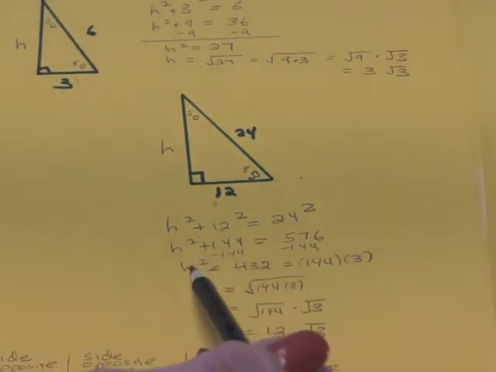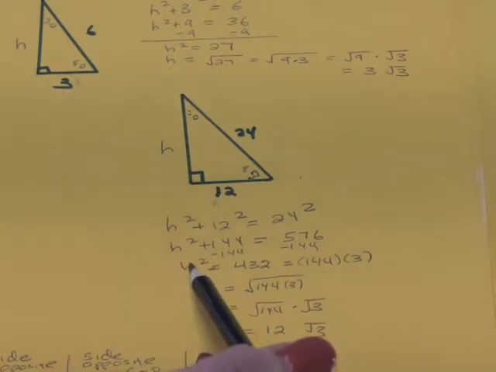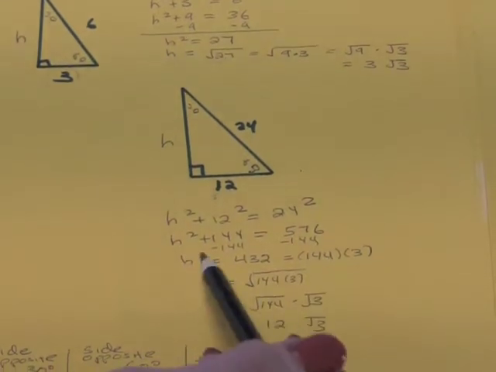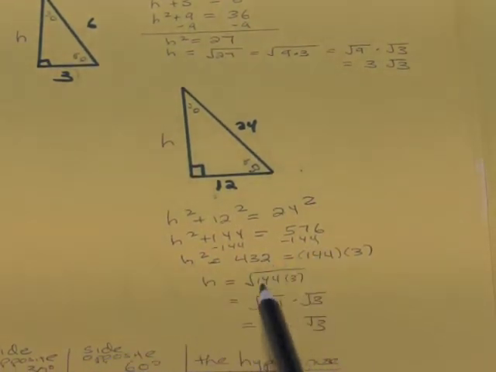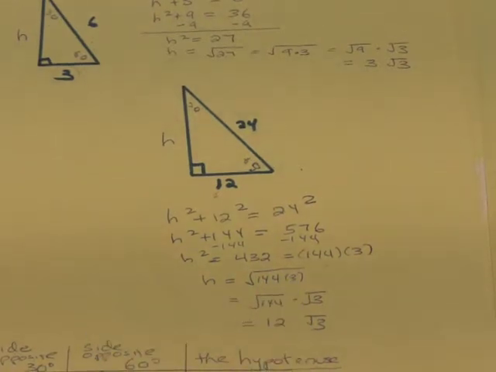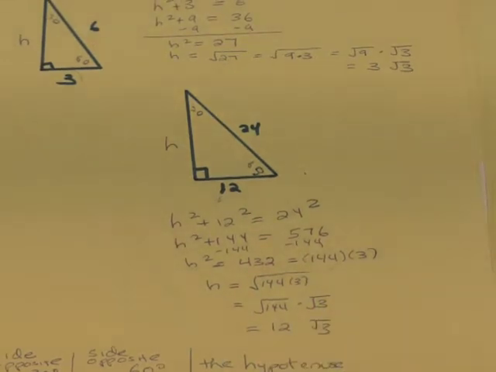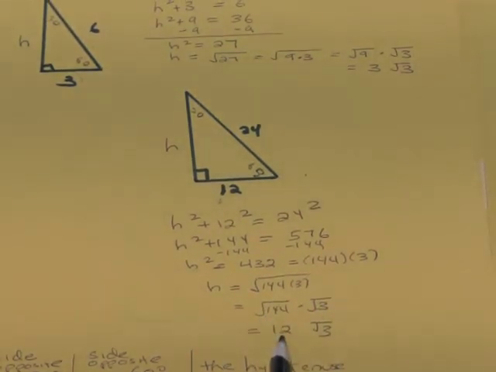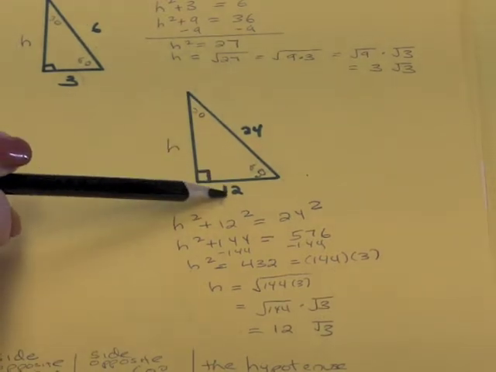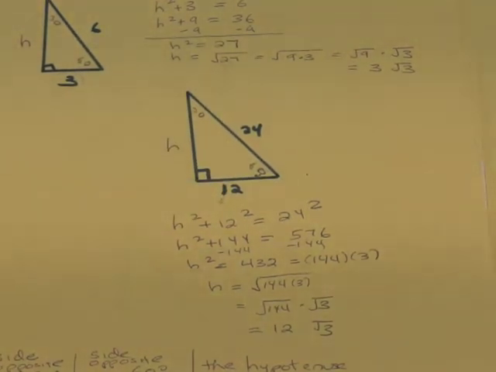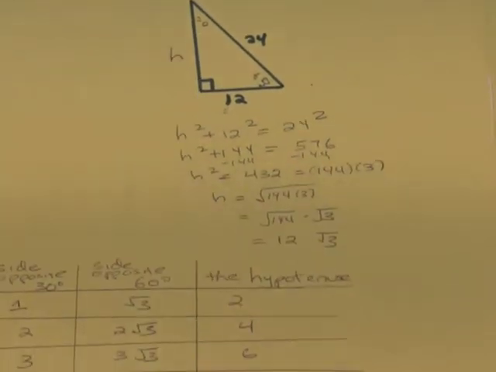So taking the square root of both sides, well, I might as well go right to taking the square root of this product. H is the square root of 144 times 3, which is the square root of 144 times the square root of 3. And the square root of 144 is 12. 12 times the square root of 3. I've summarized the pattern here.